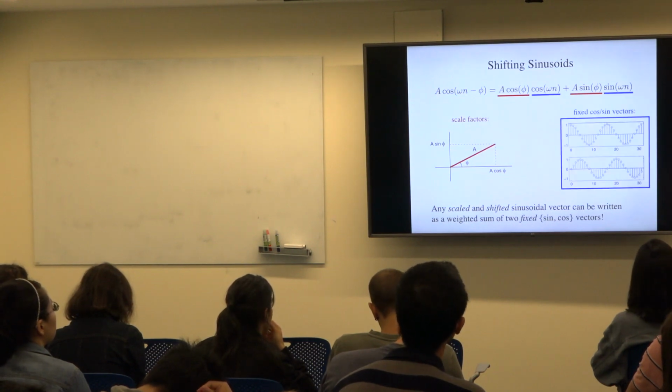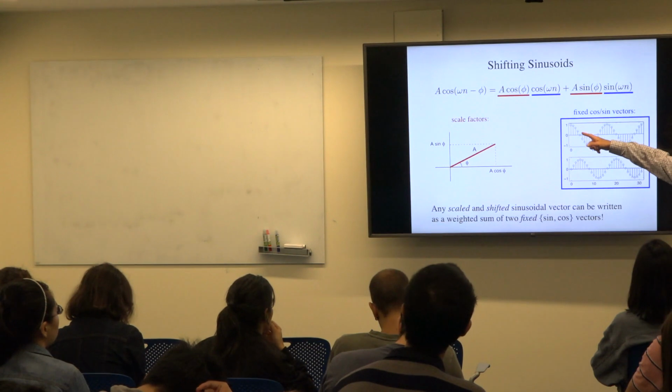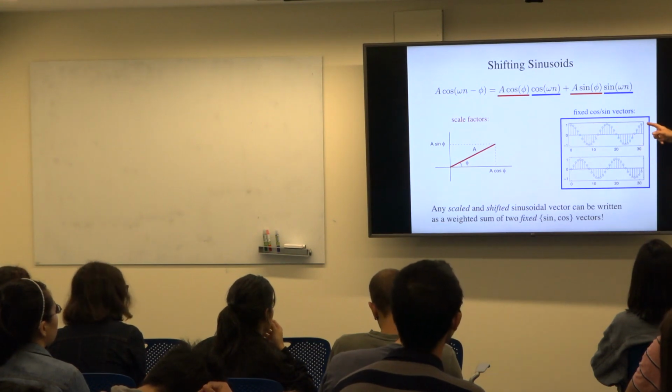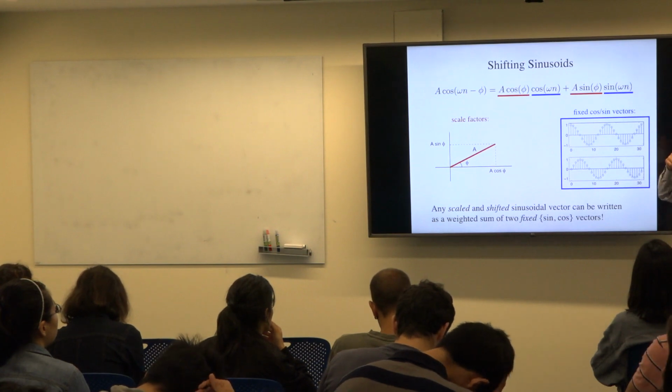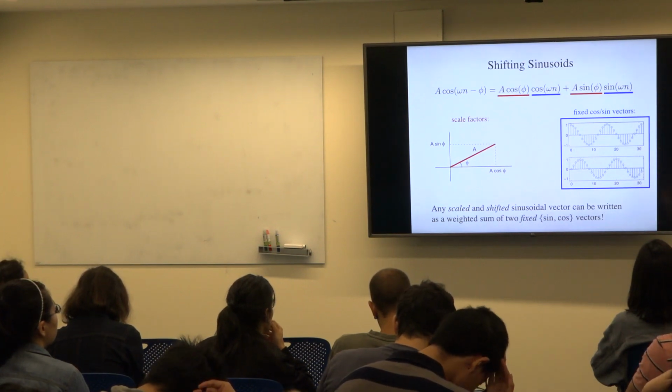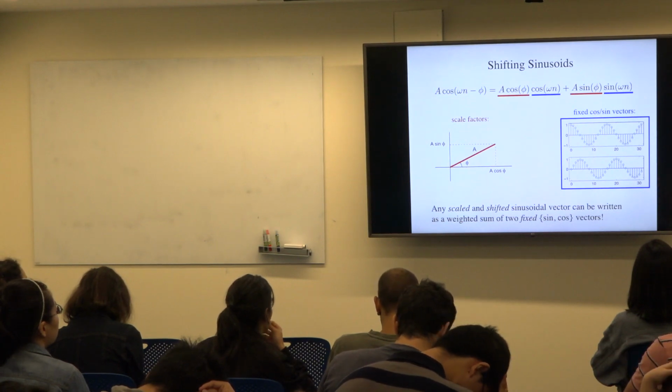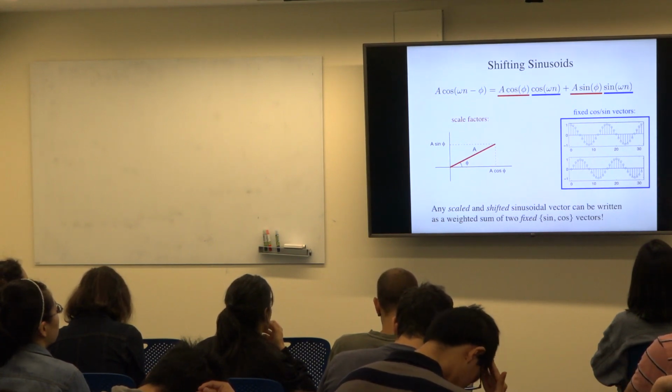So we have these two fixed vectors. Here's the cosine one that I showed you before, for k equals 2, in fact, again. And here's the sine one, where we shift this over by 90 degrees. 90 degrees is, in this case, shifting it by 4 time steps.